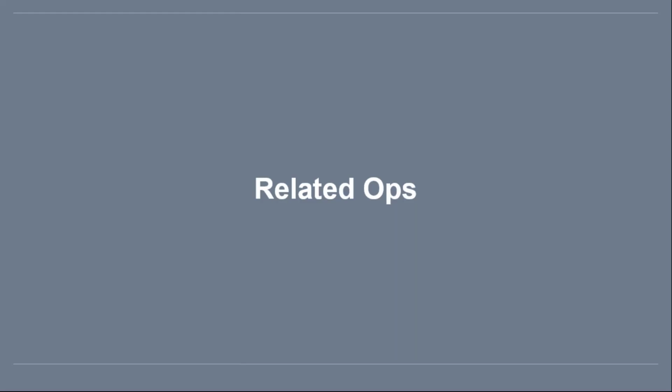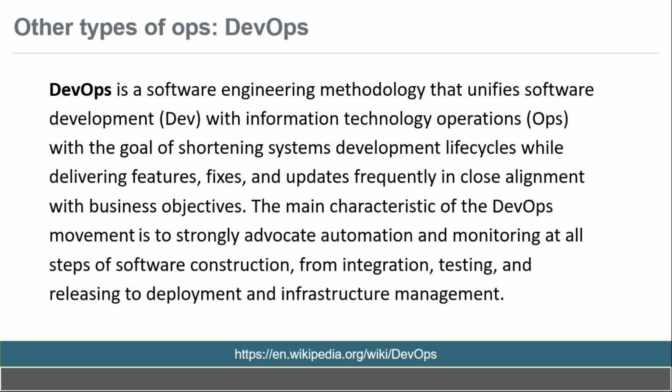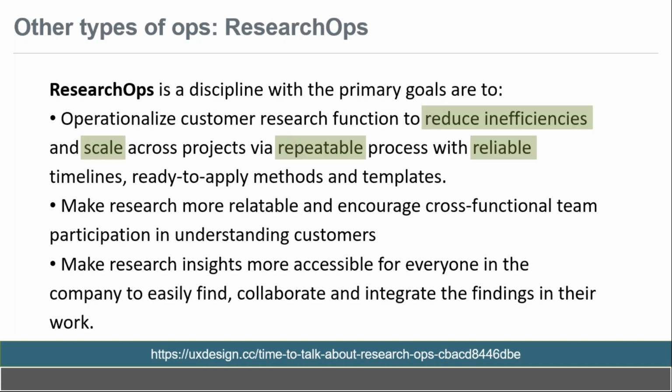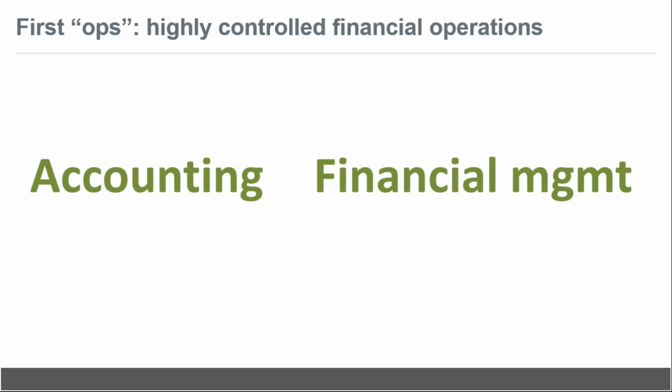So if we were to look at the system benefits, we can look to some of the adjacent professions. Most of us are familiar with DevOps because a lot of us work in agile teams. DevOps has the same thing: automation, monitoring. Design ops, which is a little newer, also has producing with minimal friction. So this is also about efficiency and effectiveness. Research ops, which is even newer, has reducing inefficiency, scaling, repeatable processes, reliable timelines. So, this is about the same thing.